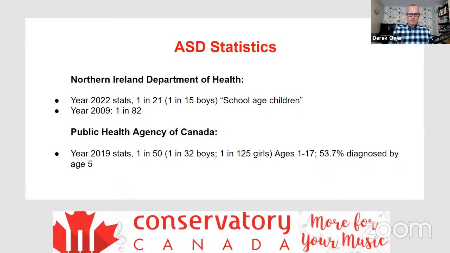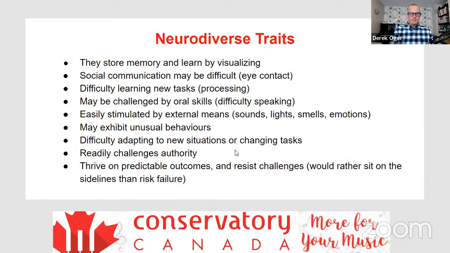And if you look at the difference between boys and girls in Canada, this is pretty similar to other parts of the world. 1 in 32 boys, 1 in 125 girls. So it does affect boys a little more than girls. And I know anecdotally in my studio, the majority of, not necessarily ASD, but I'd say neurodiverse kids that I work with, the majority of them are boys, for whatever reason. So that's a little bit about statistics.